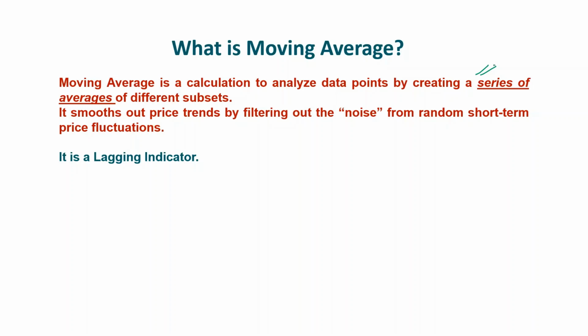So whatever set you choose, it will be a series of those averages, and basically we use the moving average to remove the noise in the fluctuations which happen in the short term period, right? And also it is a lagging indicator. Now what is this lagging indicator? Basically lagging means late. Just going by the name, we'll understand that it is a late indicator, which means it works post the movement, once the movement occurs.